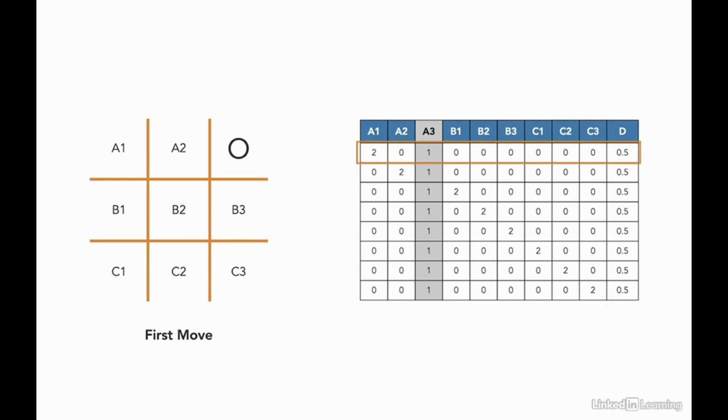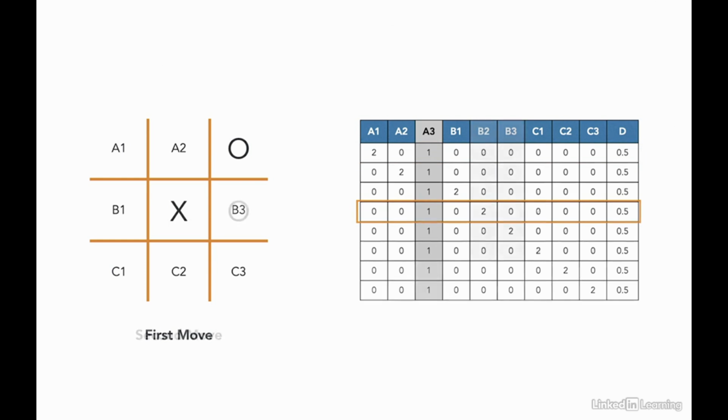Given the available actions and rewards, the agent must evaluate each possible action and choose the one that yields the highest reward. This is known as exploitation. Since all of the actions currently have the same reward, the agent randomly decides to play B2.